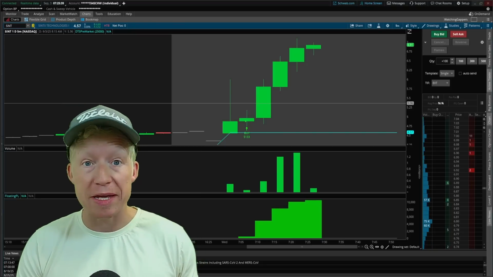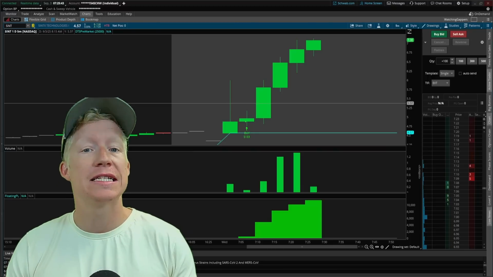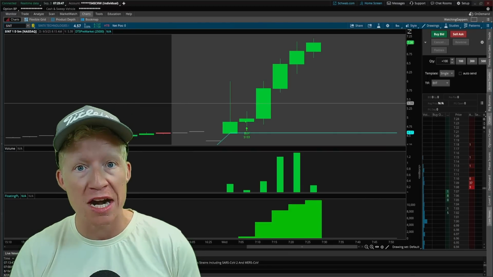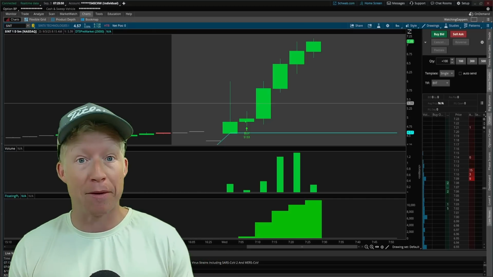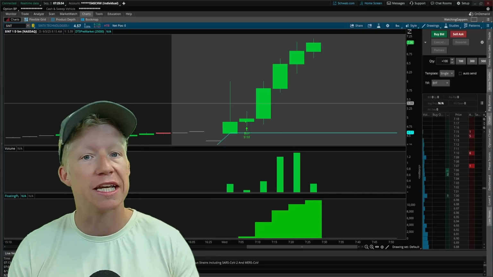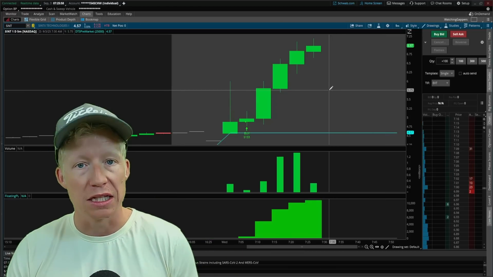Going back to only being able to execute limit orders in extended hours trading, let's talk about stop losses, because a lot of people will avoid extended hours trading because, oh, I can't set my stop loss. I can't set my market stop order, so it's too risky. You can still set stop losses using limit orders.